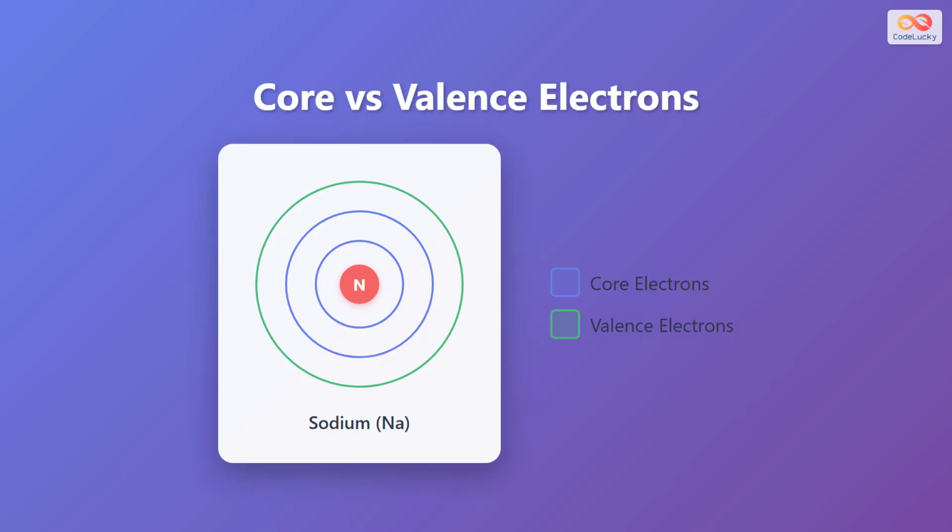Let's visualize the difference between core and valence electrons using sodium as an example. The blue inner shells represent the core electrons, which are tightly held near the nucleus. The green outermost shell contains the valence electrons, which are responsible for chemical bonding. Understanding this distinction is essential for predicting how elements will behave chemically.